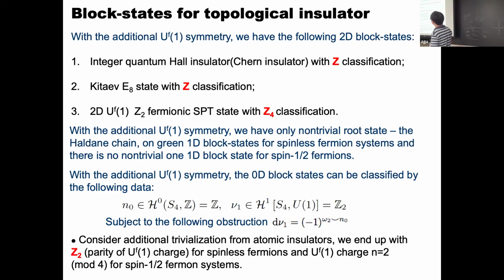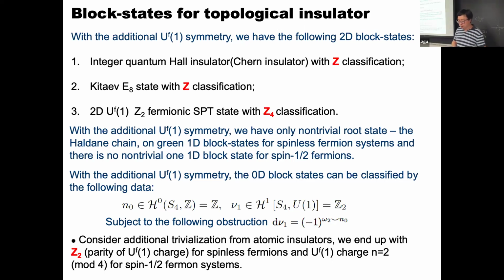Like for this U1 only, we can already decorate an integer quantum Hall state. And without any symmetry, we can also put a K E8 state. And with both U1 and Z2, we can still have this Z2 fermionic SPT phase. But now the Z8 is reduced to Z4, because with additional U1 symmetry, only a double layer of this fermionic Zhengcheng Gu state is compatible with the U1 symmetry. So that's some additional complication for the 2D block.